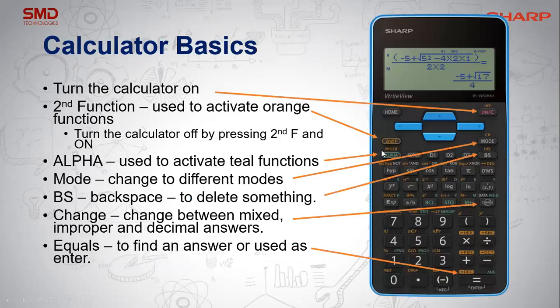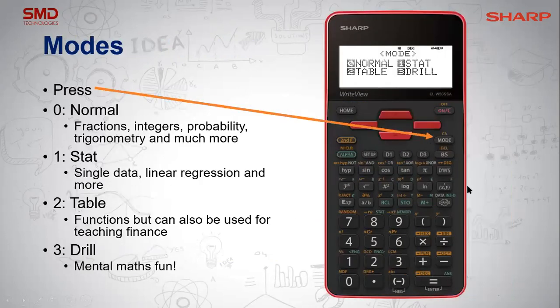Today we're going to be using the Sharp 535 where necessary. This one is blue, but they also have red or white versions. Same calculator, just a different dress. Some important buttons that you need to know are the mode button, which changes the different modes, your BS button, which is your backspace button, your change button, which changes the answer, and of course your equals button, which will give you the answer.